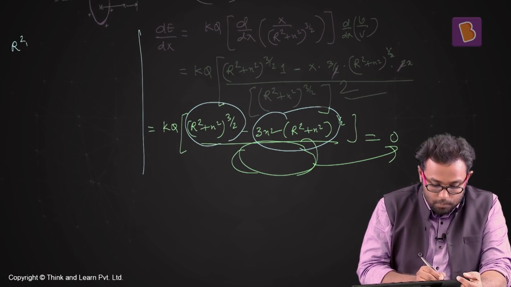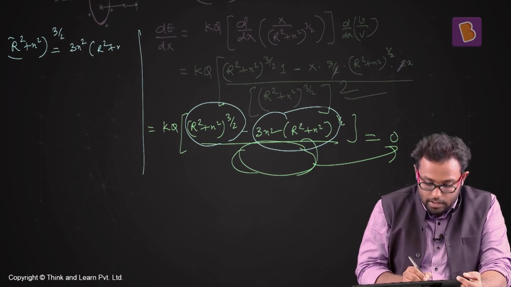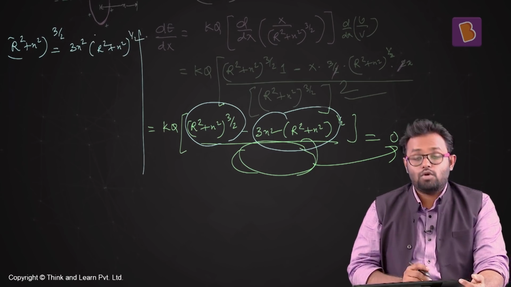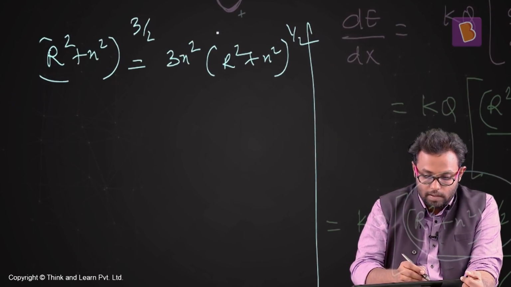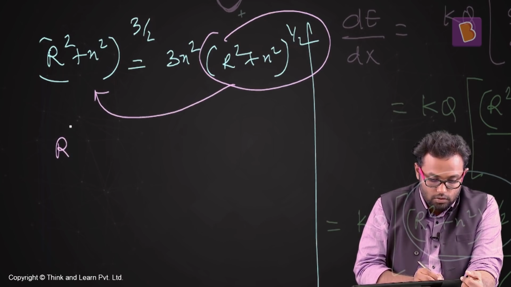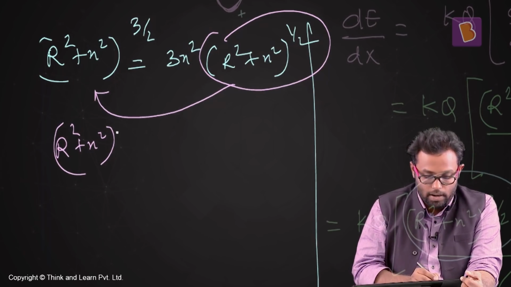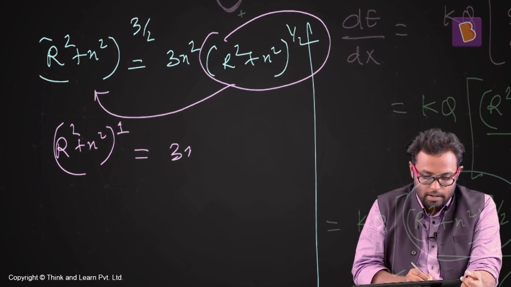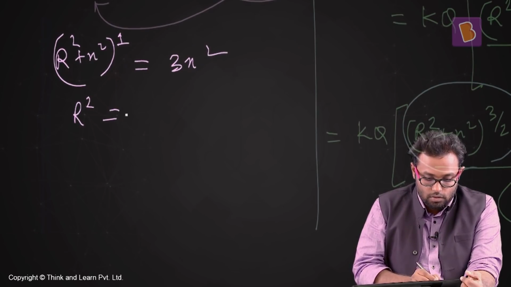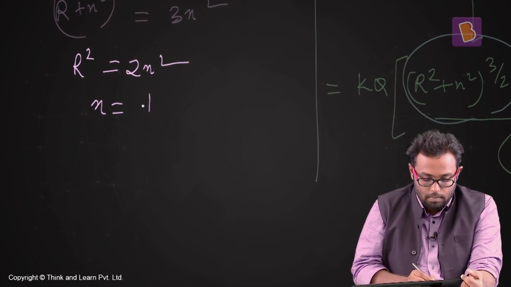So (r square plus x square) to the power of 3 by 2 has to be equal to 3x square times (r square plus x square) to the power of 1 by 2. Taking this (r square plus x square) to the power of 1 by 2 to the other side, this becomes (r square plus x square) to the power of 3 by 2 minus 1 by 2, that is 1, right? Power 1 is equal to 3x square. Now this becomes r square equals 3x square minus x square, which is 2x square, or x is equal to plus or minus r by root 2.